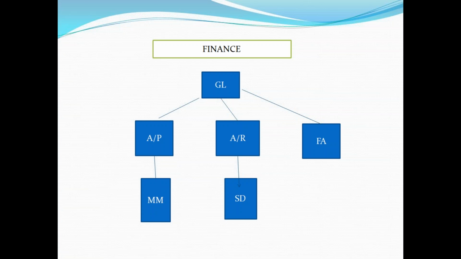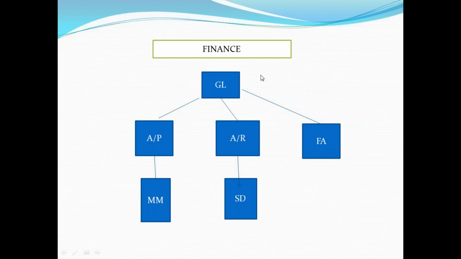Next, the GL module. Whatever postings happen throughout the organization, it records in the GL. Coming to accounts payable, what is accounts payable? This accounts payable submodule records all transactions which are incurred through purchases with reference to vendors. Again, whatever transactions happen in accounts payable, the system will update the GL module. For this purpose, we have to create some control accounts and provide the link between GL and AP.